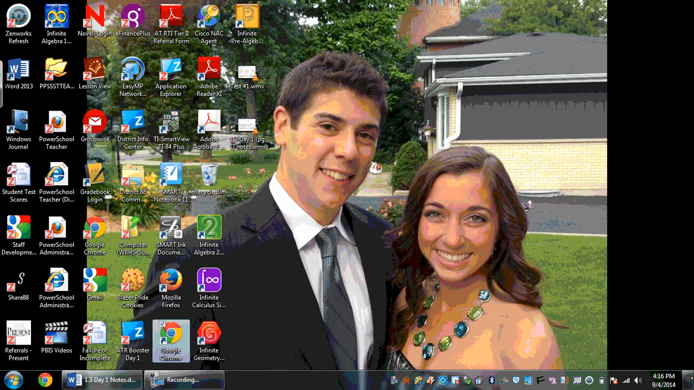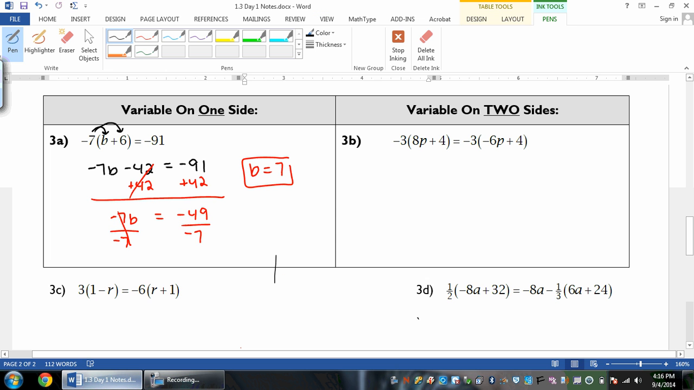Now if you notice on the other column, we have to distribute on both sides. So again, we have to simplify first before we start solving. So I'm going to distribute. I have negative 24p minus 12. I'm also going to distribute that negative 3 on the right-hand side. So I get positive 18p minus 12.